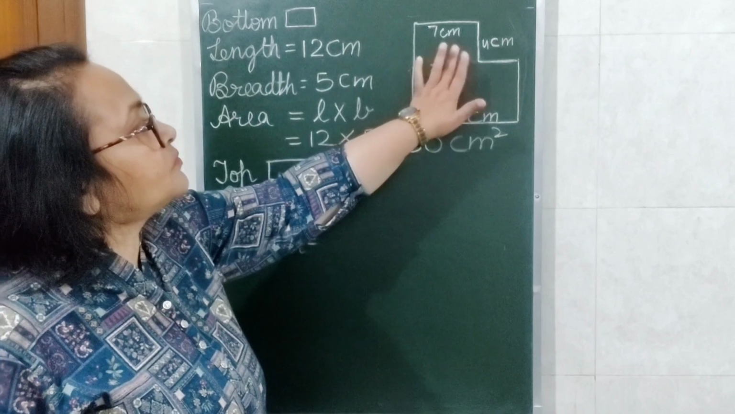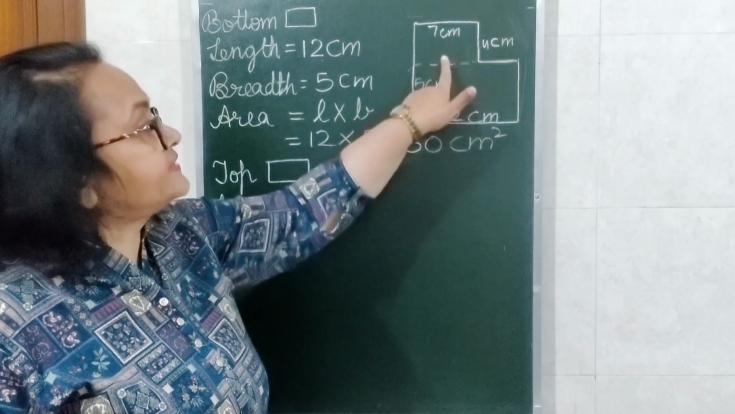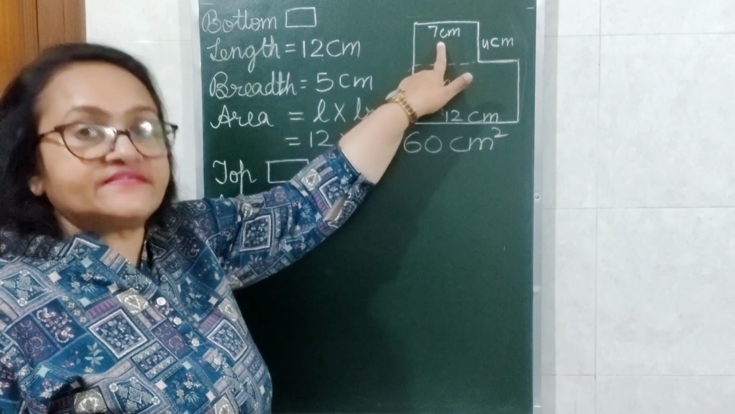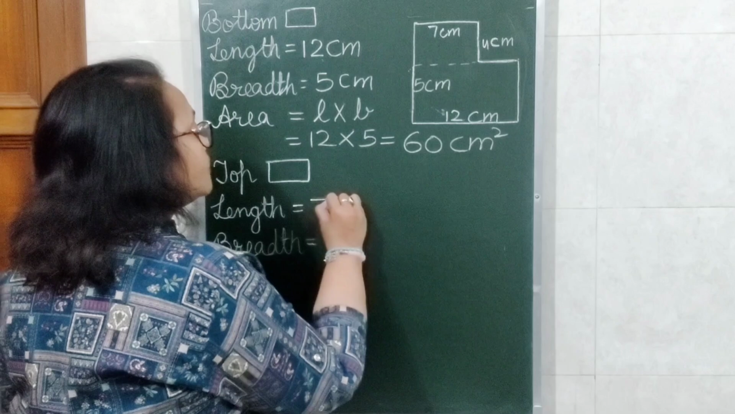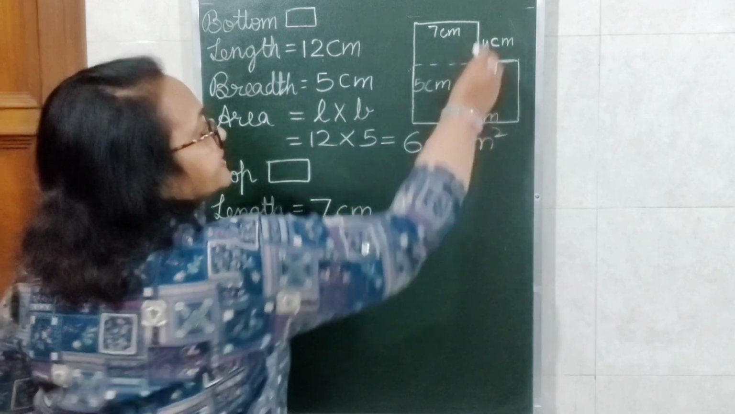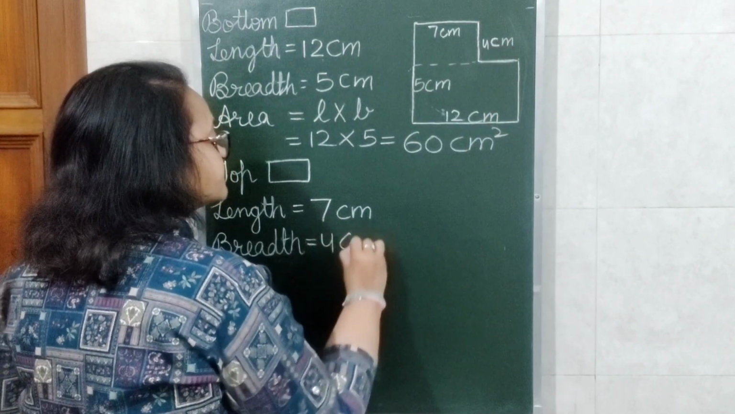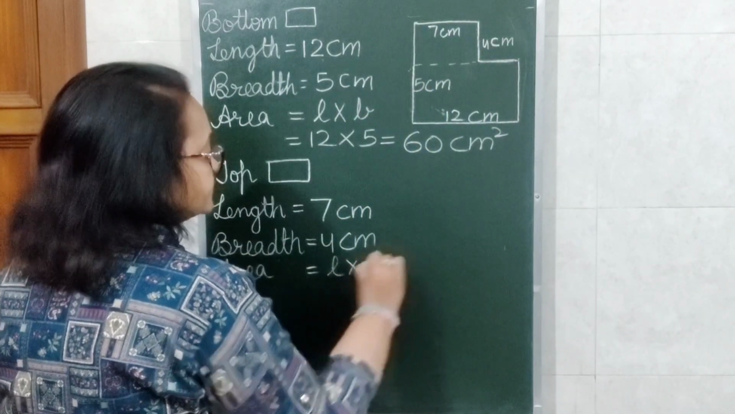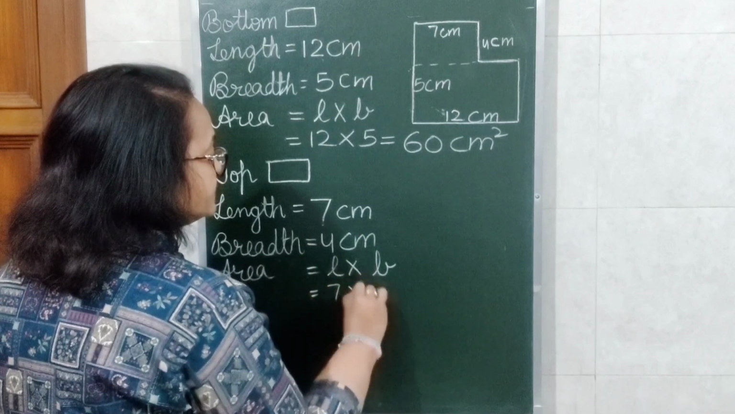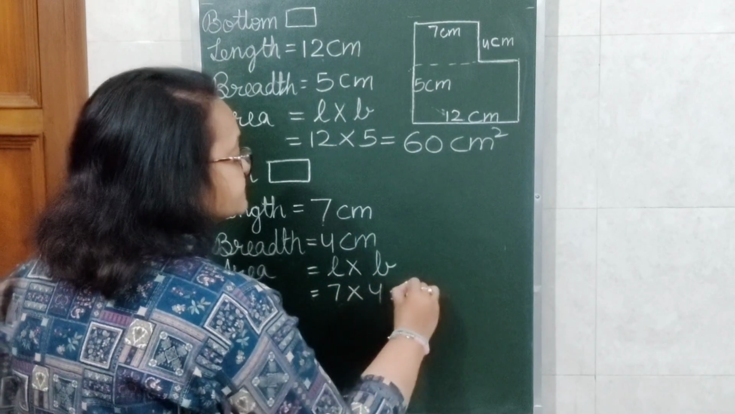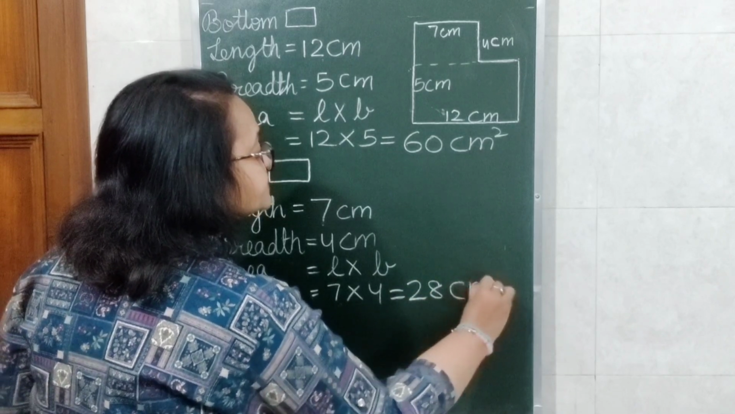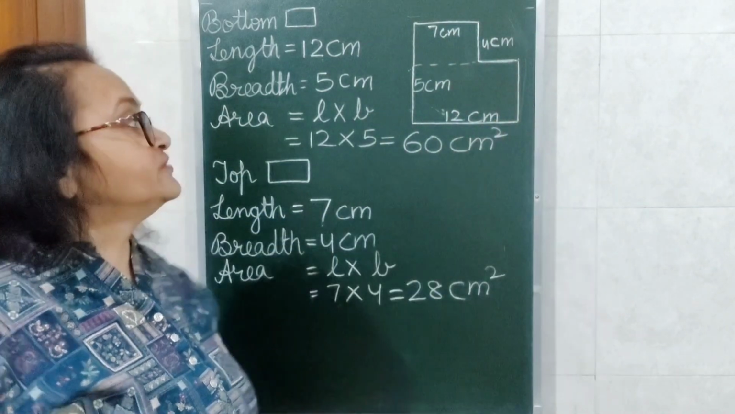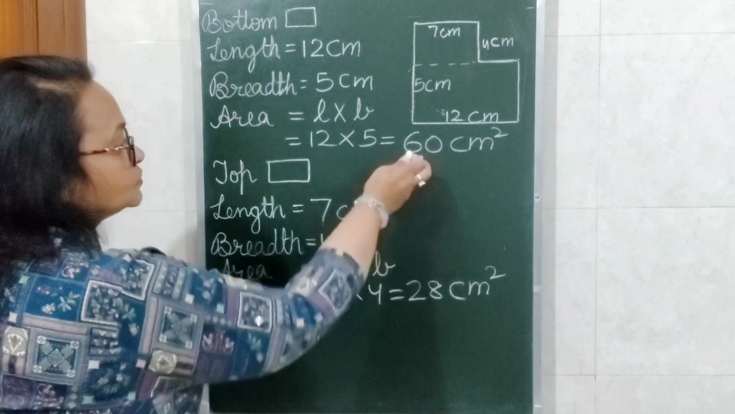What is the length of the top rectangle? We can see it here. Rectangle के opposite sides equal होती हैं. Top length हमें दी हुई है, that is 7 centimeter. So length of the top rectangle is 7 centimeter. And what is its breadth? 4 centimeter. And what will be the area of this rectangle? Area will be length into breadth, which is equal to 7 multiplied by 4, which is equal to 7 4s are 28 centimeter square. Now to find the area of this whole figure, we will just add these two areas.